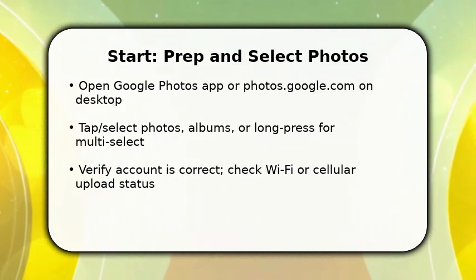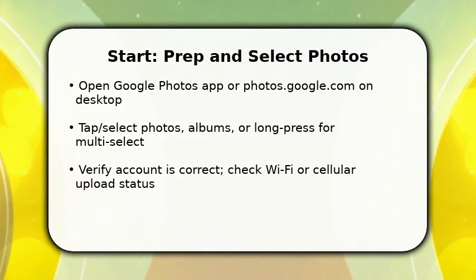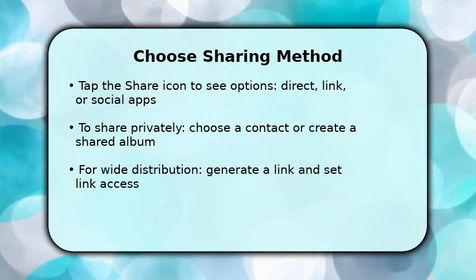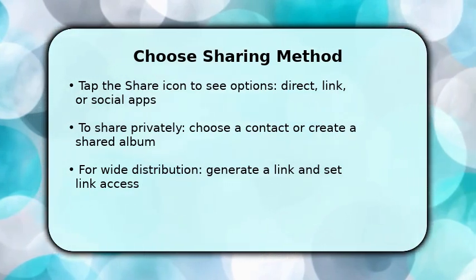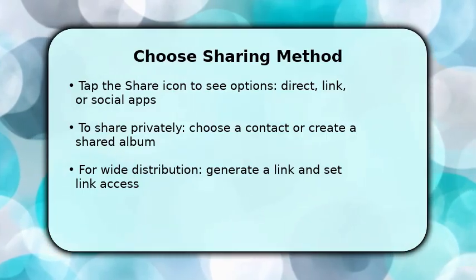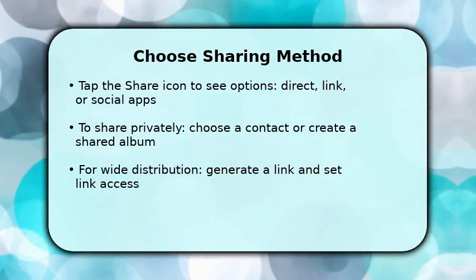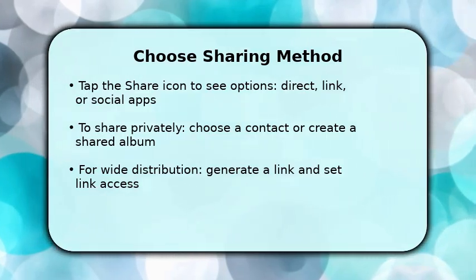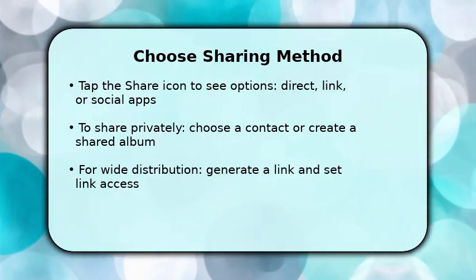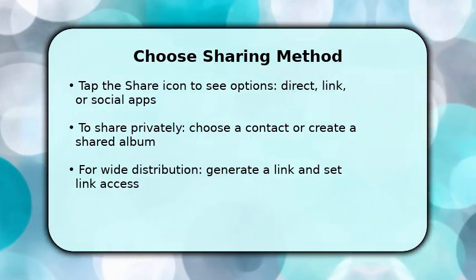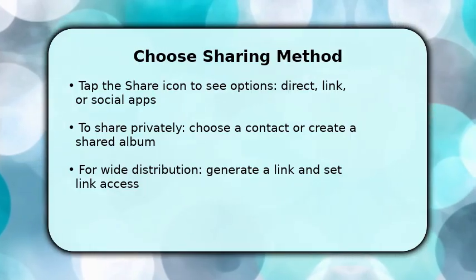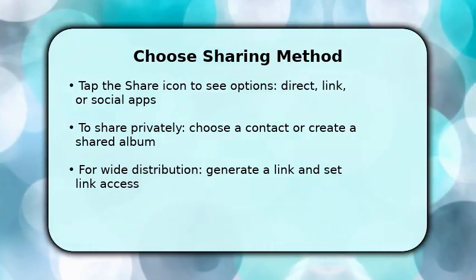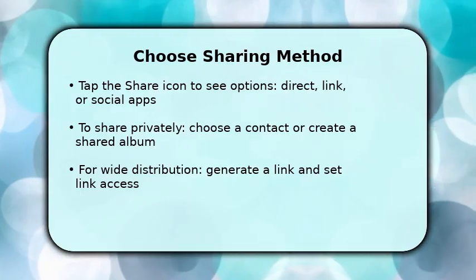Next, decide how you'll share and why. If you want private access, choose a contact or an email and invite them directly. Shared albums are great for ongoing photo collection and collaboration. If you need a quick, broad share, create a link. Link sharing is simple, but remember, anyone with the link can view. Once you choose, adjust access settings, add a message, and press send or create. These choices control privacy and who can contribute back.